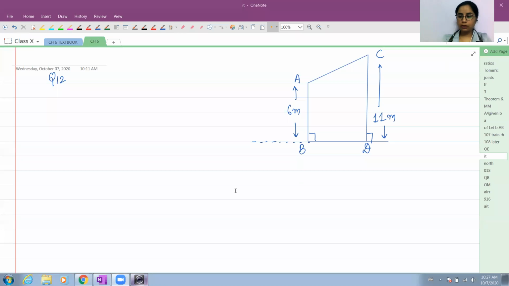So question number 12, we have two poles of heights 6 meters and 11 meters standing on the ground. I have just drawn that already, and I'll just start with the question here. So you can just label everything in the diagram. AB is a pole, CD is a pole, and both are perpendicular to the ground, as I've indicated here by showing 90-degree angles. First pole is of height 6 meters and the other one is of height 11 meters. The distance between their feet is 12 meters. You have to find out how far away their tops are. So this is what you need to find out.